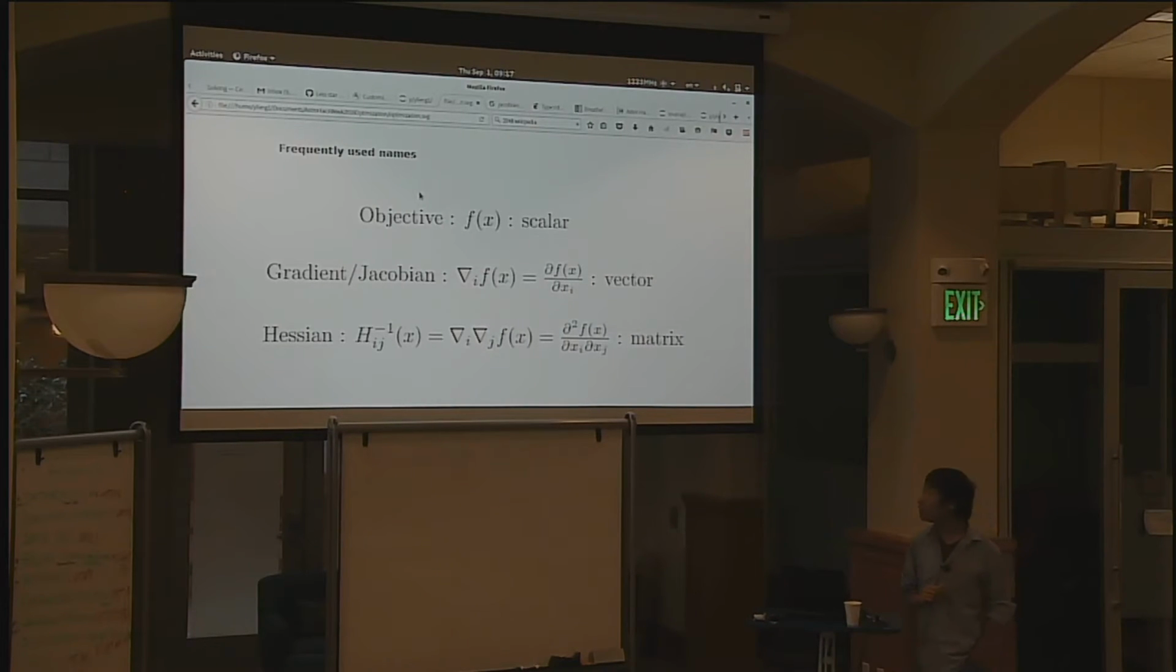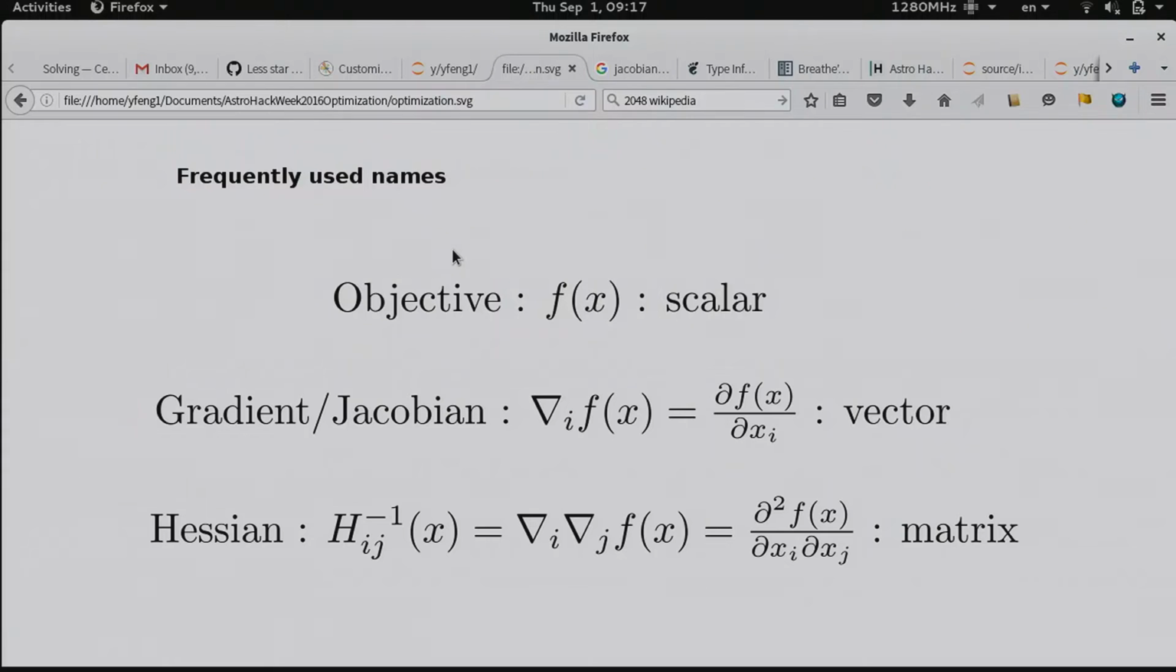Now some frequently used names in optimization. We talk about a few attributes of the objective function, and we use them very frequently. One is the function itself, the objective function f. It's a scalar. Then we take the derivative. Because x is a vector, the derivative is a vector, called the gradient. In some packages it's also called the Jacobian; for example, in SciPy it's called Jacobian. I don't really know why. But it's a vector. If a method wants a vector to go in, it's this one, the gradient.